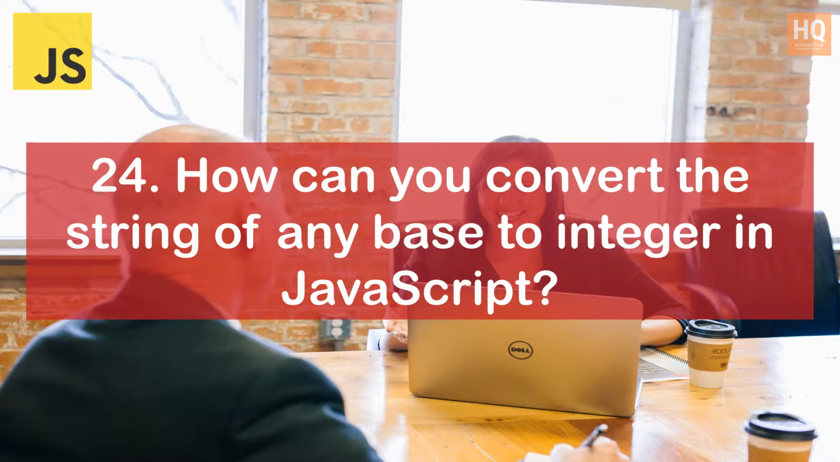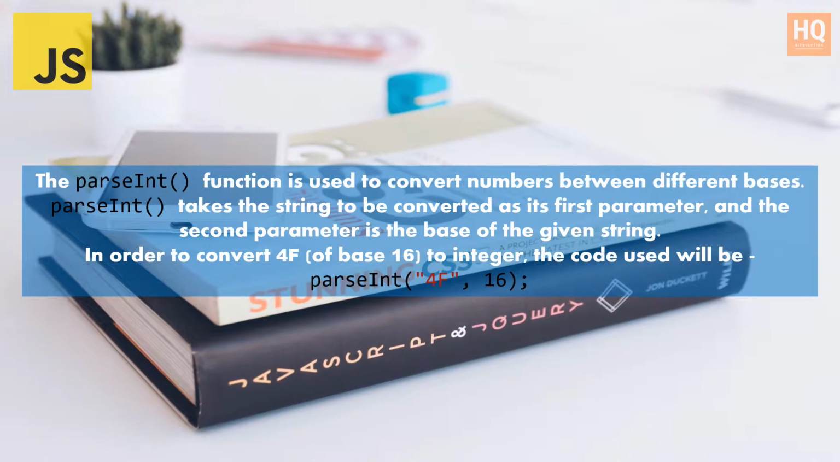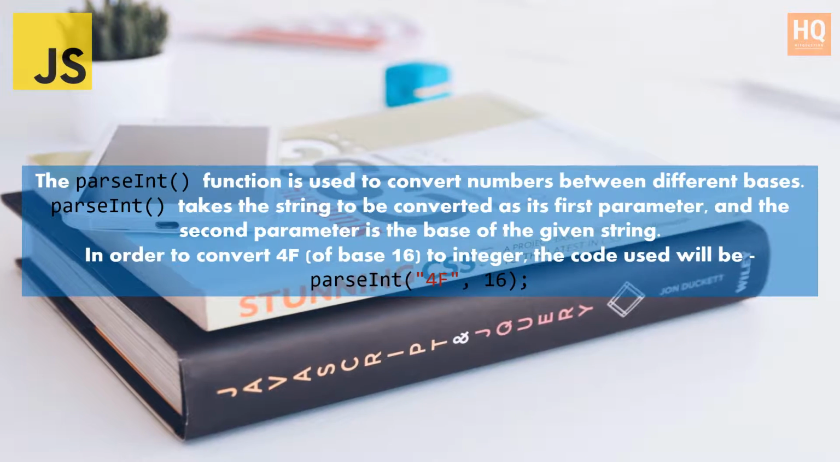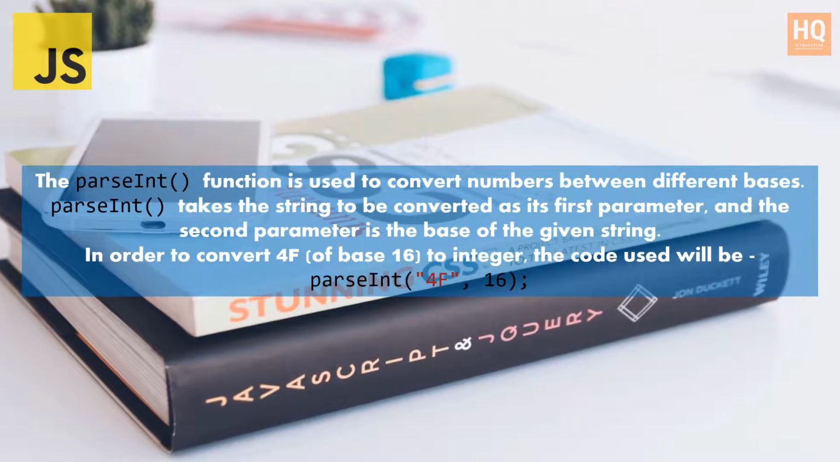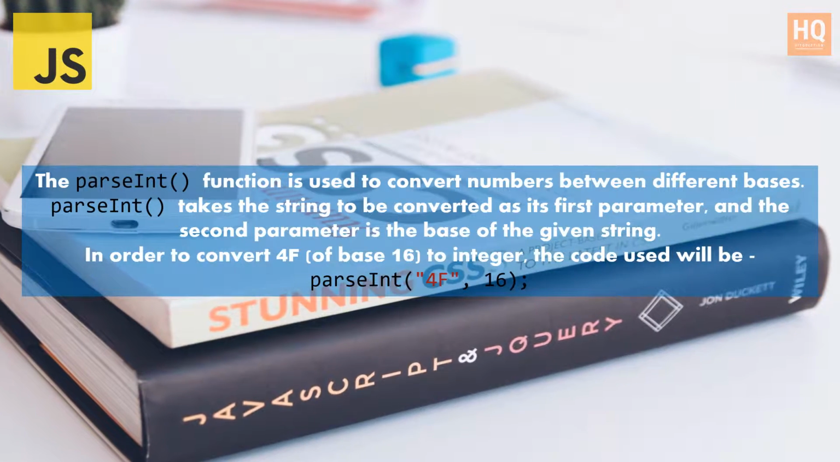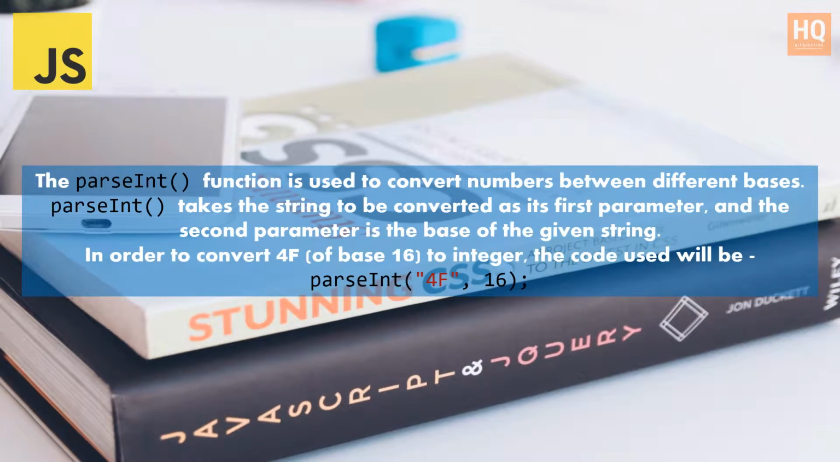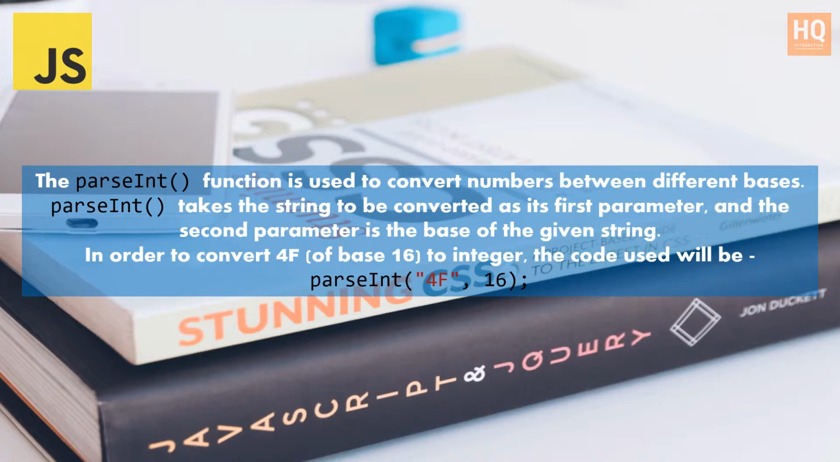How can you convert the string of any base to integer in JavaScript? The parseInt function is used to convert numbers between different bases. parseInt takes the string to be converted as its first parameter, and the second parameter is the base of the given string. In order to convert 4f of base 16 to integer, the code used will be parseInt("4f", 16).